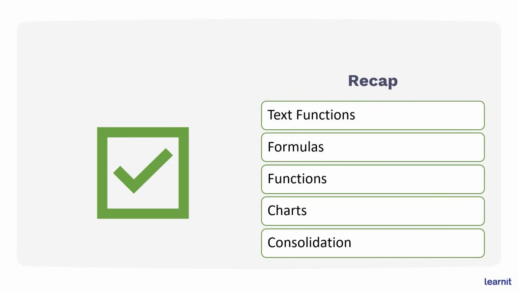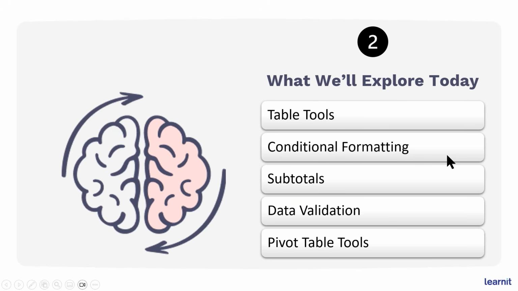That wraps up Module 1: text functions, formulas, functions, charts, and the consolidation tool. Let's go ahead and jump into our Module 2. So for Module 2, we'll take a look at table tools. We'll take a look at conditionally formatting our data. We'll take a look at the subtotal option. We'll implement data validation, and we'll spend some time taking a look at pivot table tools. So please go ahead and open up the Module 2 exercise file and come right back.